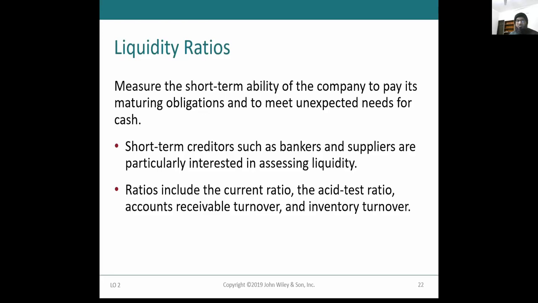These are the ratios which measure the short-term ability of a firm to pay its maturing obligations and to meet unexpected needs for cash, and also the expected needs for cash, in the short period. Usually by short period we mean 1 year. So what is the financial health of the company in terms of its ability to meet the expenses that it will incur in the next year? Number one, the liabilities that are becoming due and to be paid off in the coming year, and maybe any unexpected needs in the short run, right? Not abnormal but normal.